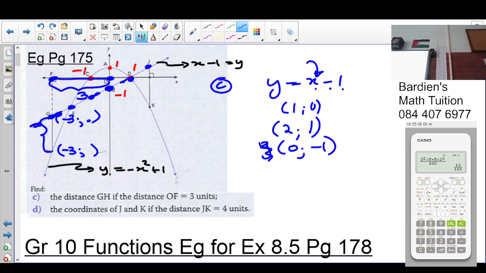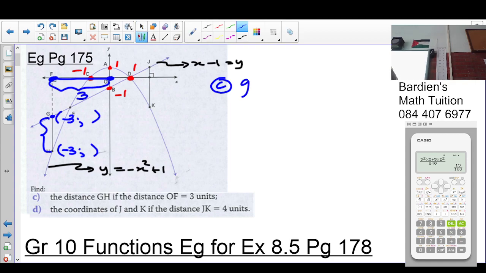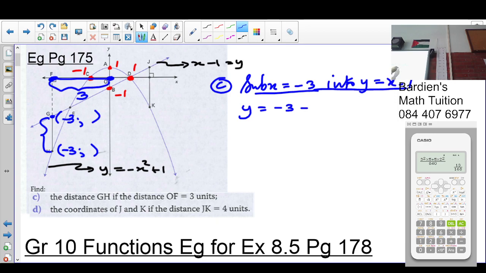You understand, Michael? Alright. So what we're going to do is substitute minus 3 into x there. So x is equal to minus 3 into the straight line equation. So what will the equation now read? y is equal to minus 3 minus 1, which is? So what is G? Negative 3 and negative 4. So this is negative 4 here.